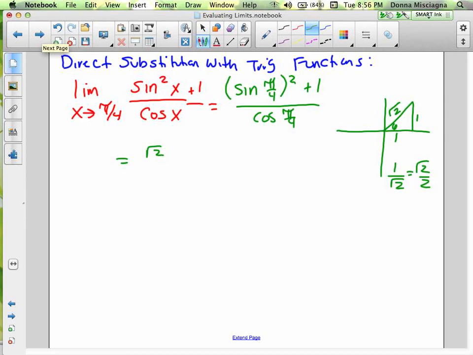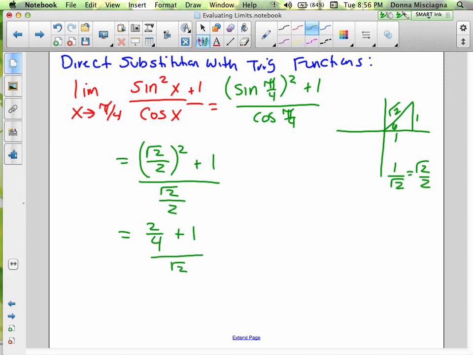All right, so I have the square root of 2 divided by 2, all squared. You can see why it would be nicer to think of sine squared x in this case as sine x all squared, plus 1 divided by the square root of 2 divided by 2. Right, so the square root of 2 divided by 2 all squared is now going to be 2 fourths, plus 1 divided by the square root of 2 divided by 2.